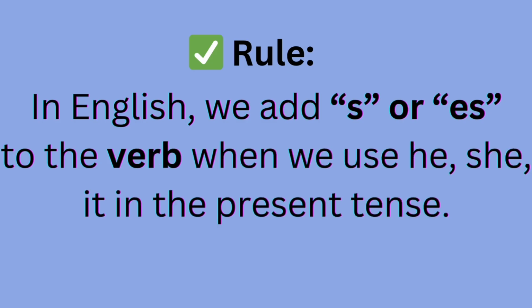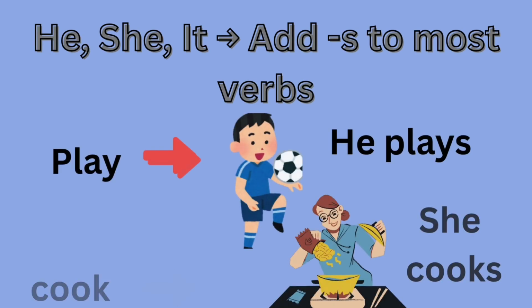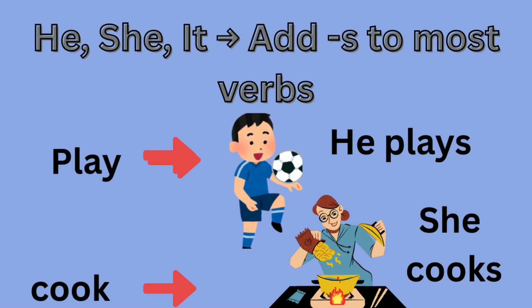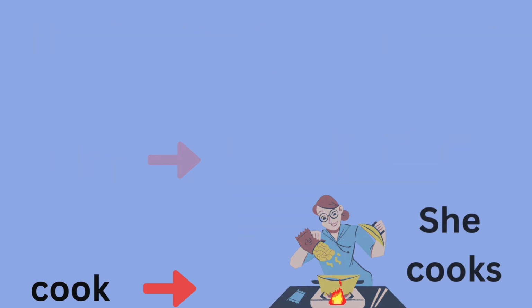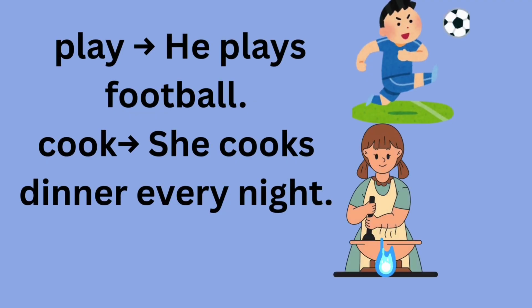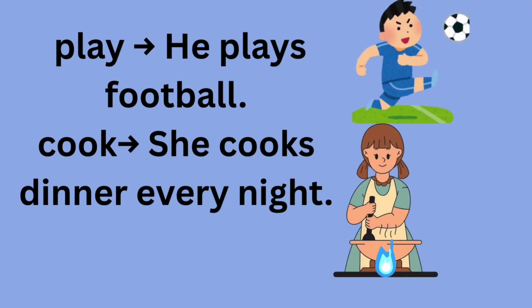In English, we add s or es to the verb when we use he, she, it in the present tense. When we use the pronoun he, she, it, we will add s to most verbs. For examples, play, he plays; cook, she cooks. He plays football, she cooks dinner every night.